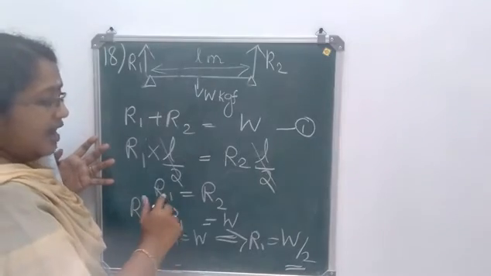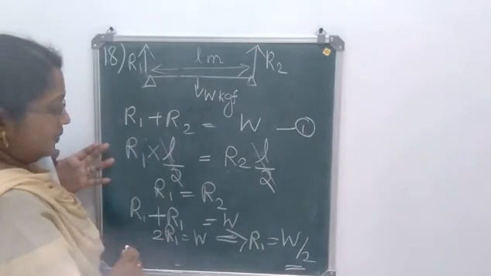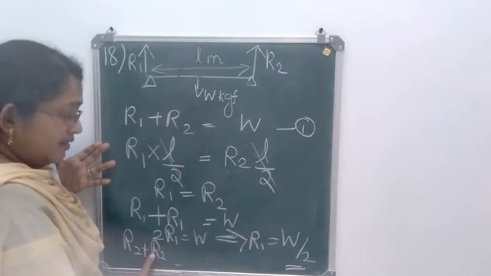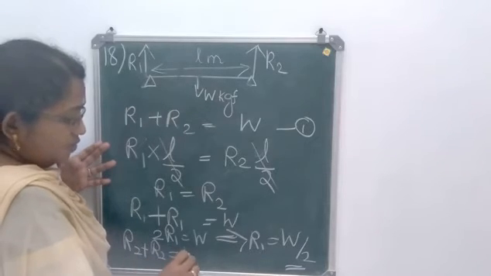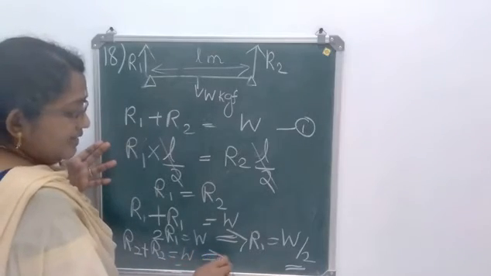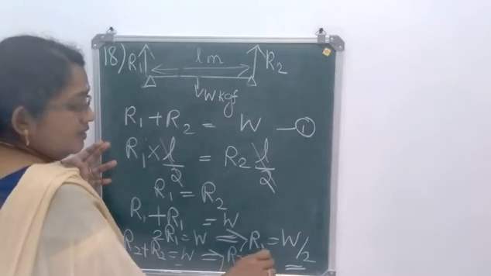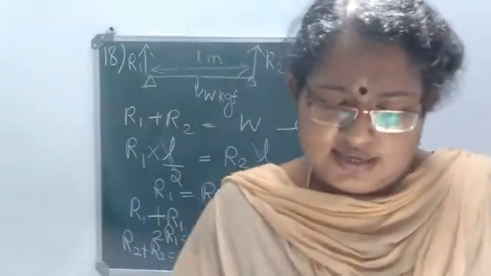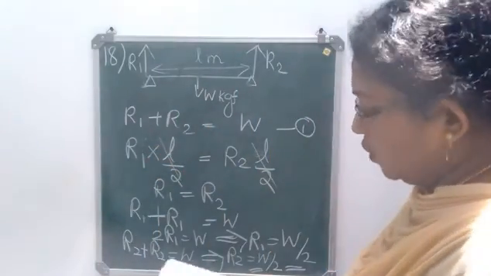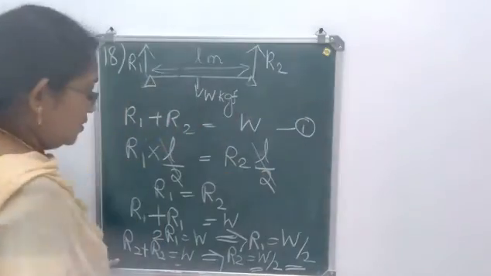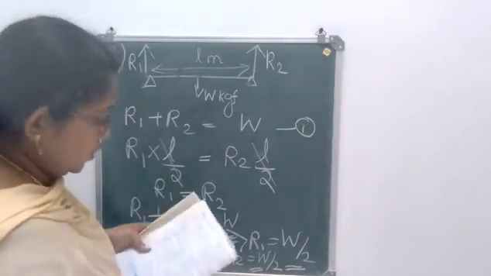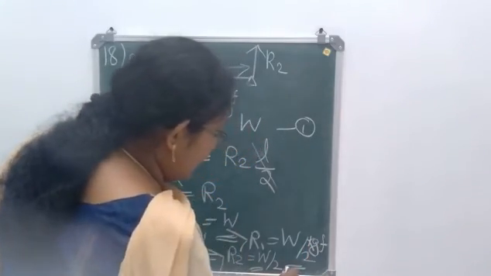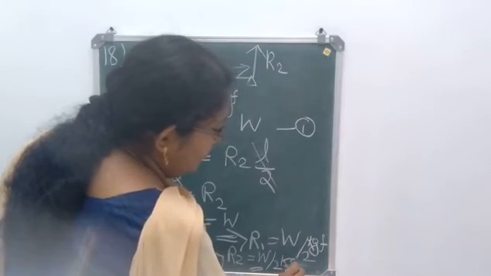Same thing, R1 is equal to R2. So in this equation, I can give R2 instead of R1. For R2, I will keep R2 itself. R2 plus R2 is equal to W. This implies R2 is equal to W by 2. Okay, so it is just an equation. And here, since these are forces, you have to write the unit also. It's W by 2 kilogram force that you have to keep. Okay, W by 2 kilogram force.